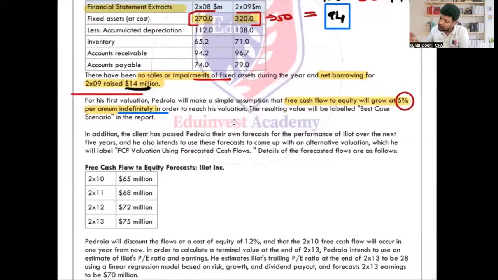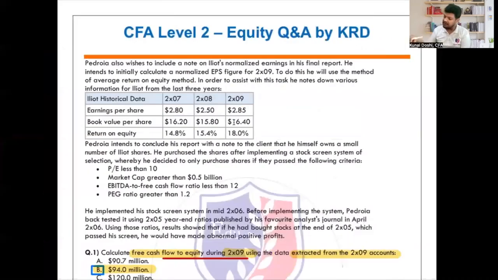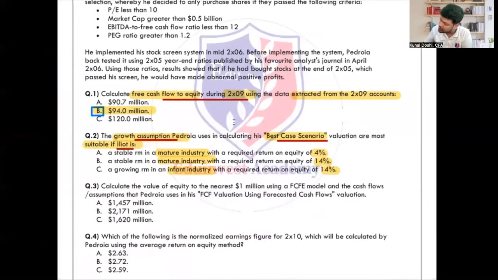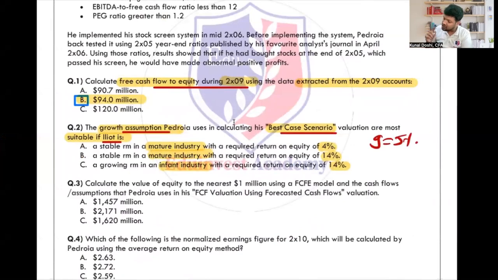So here, if the growth in free cash flow is assumed to be 5%, guys, you know the assumption of Gordon's growth. The valuation is most suitable if a stable RM in a mature industry with a required return of 4%. Guys, will the KE be less than G? No, KE has to be greater than G. So the answer is B.